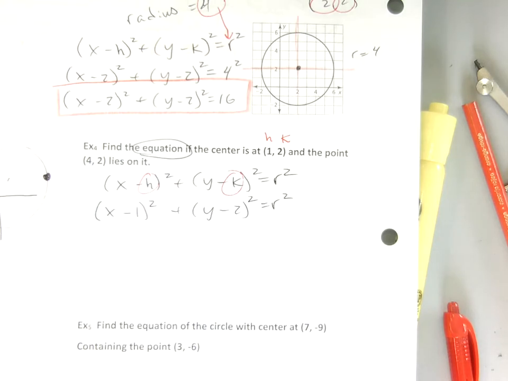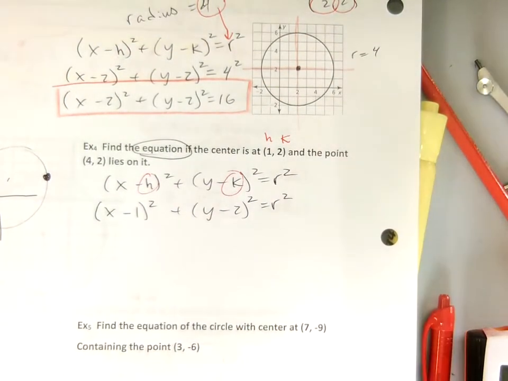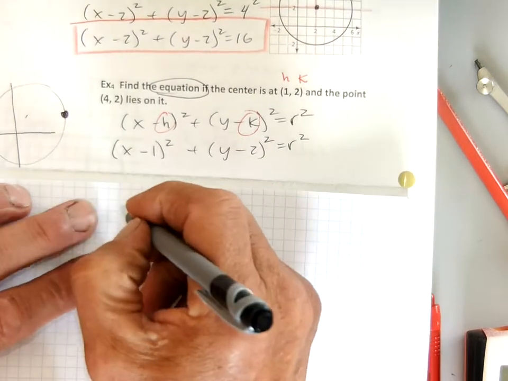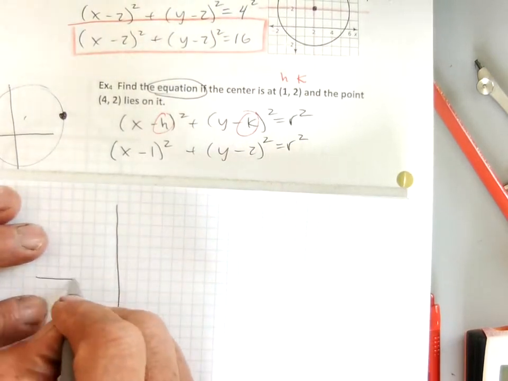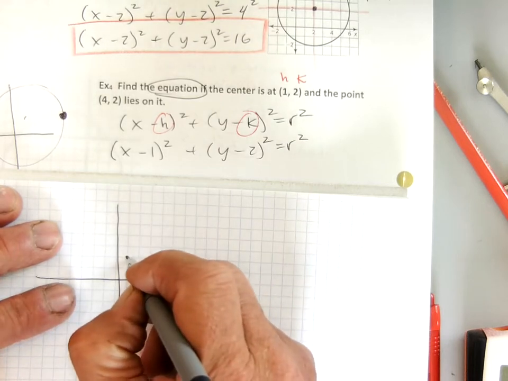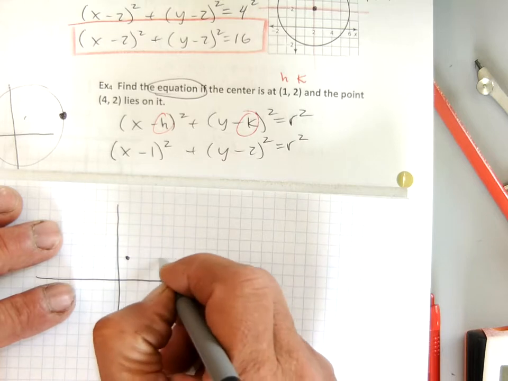Now there's two ways to do this one. One is if you do graph this one, it actually looks pretty nice. And I'm going to show you the other way. But if you do graph this one, I'll show you why graphing this one on graph paper makes it easy. You've got 1, 2, and you've got 4, 2. 1, 2, 3, 4, 2.